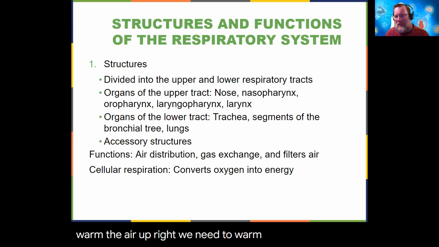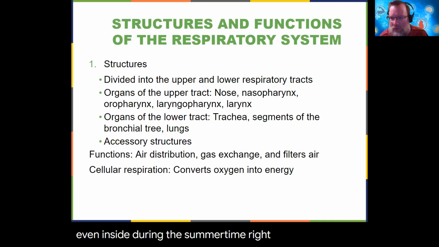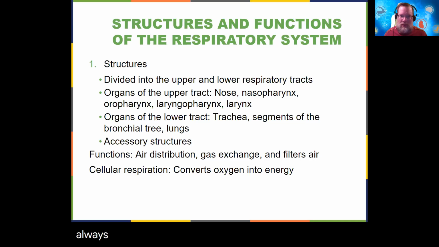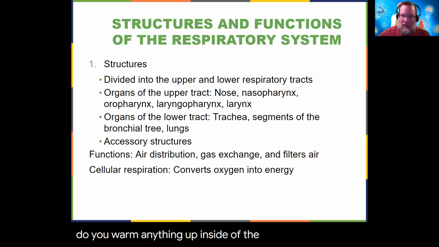We need to warm the outside air, especially as we get closer and closer into winter, but even inside during summertime, right? It's not like we keep the temperature at 98 degrees in our house. It's almost always going to be somewhere in the 60s or 70s. And so we want to get the air warmed up a little bit before it gets to the lungs, where you do see a 98.6 degree temperature. So how do you warm anything up inside of the body? Well, blood is a good idea. So we're going to see quite a bit of vascularization throughout the respiratory tract.